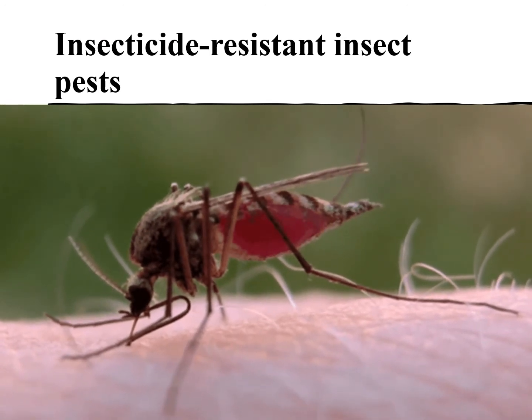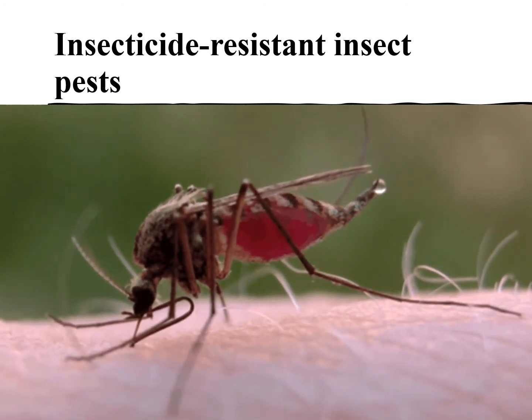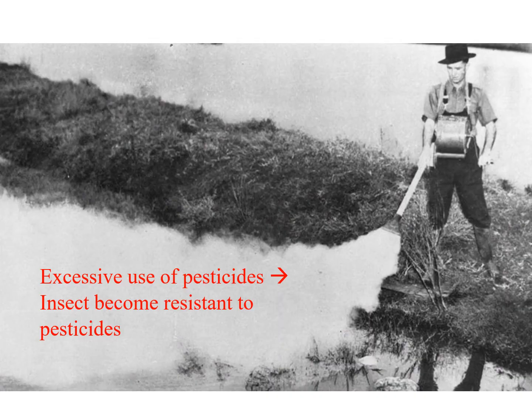The second example of natural selection is the insecticide-resistant insect pest, such as the mosquito, 蚊. In the past, because of the excessive use of pesticides, some of the insects became resistant to the pesticides. Nowadays, the pesticides cannot kill those insects, such as the mosquito. Why? This is because of natural selection.